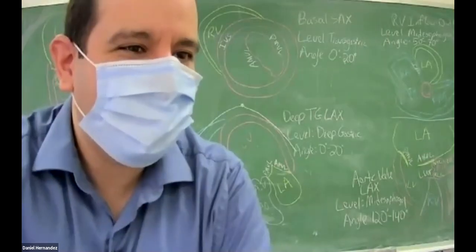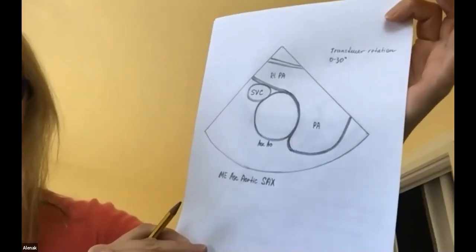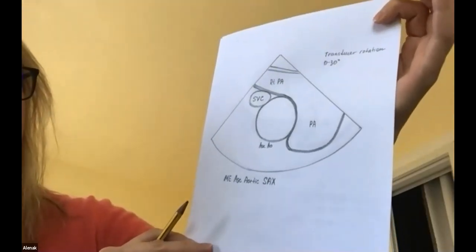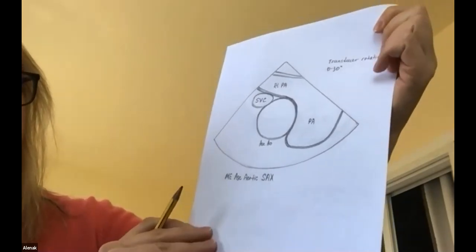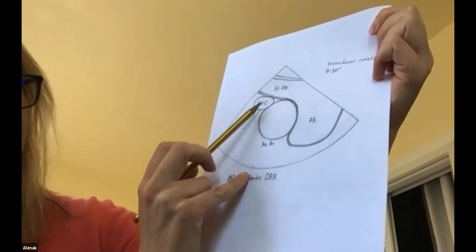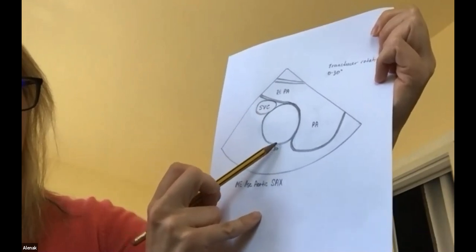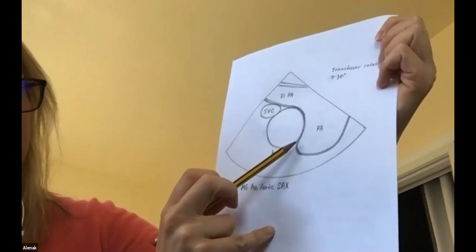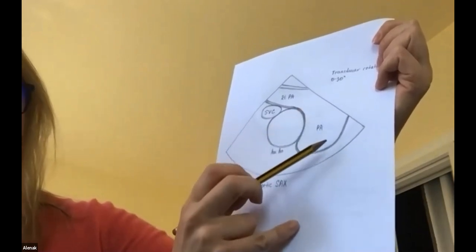So this is the esophageal ascending aorta short view. The transducer rotation will be 0 to 30 degrees. On this view, we see the right pulmonary artery, superior vena cava, and ascending aorta. I believe the main purpose of this view is to assess the pulmonary artery.